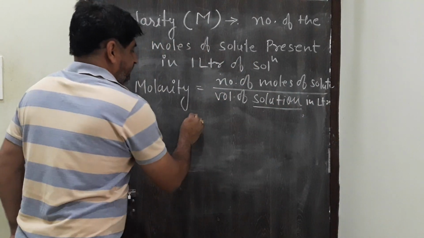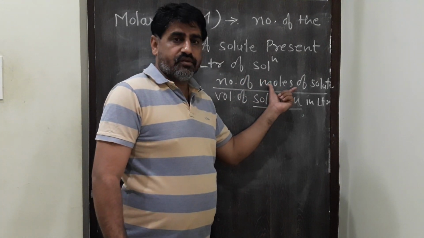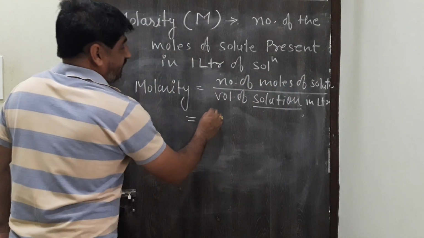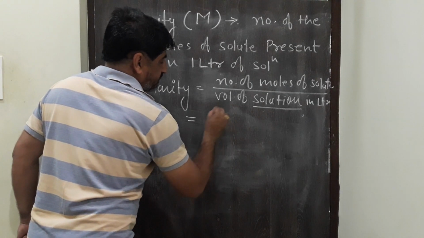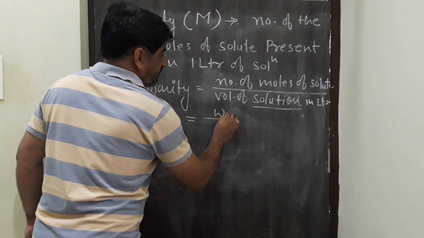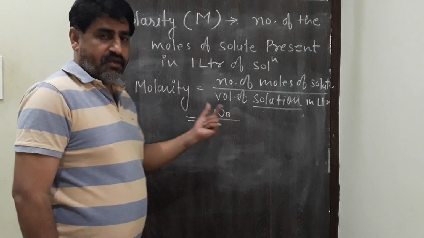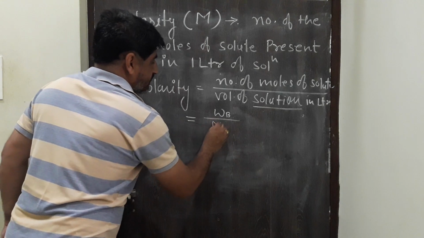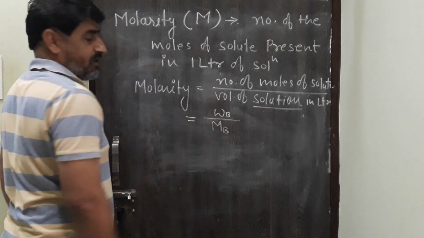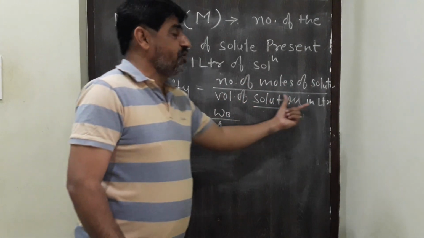Further, if we extend it, how will we find out the number of moles? You know, number of moles is the gram weight of solute divided by the molecular mass. So I am taking gram weight of solute as WB and molecular mass of the solute as MB. So it is the number of moles. Now volume of solution in liter.